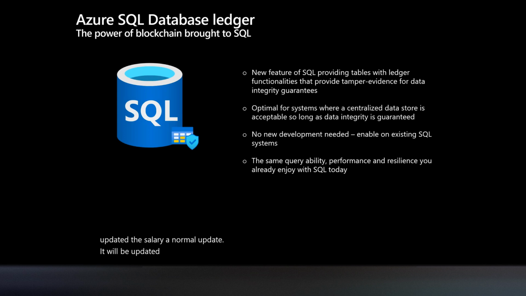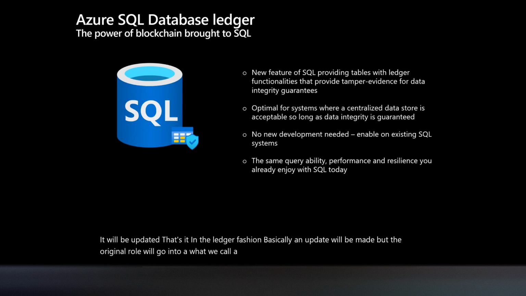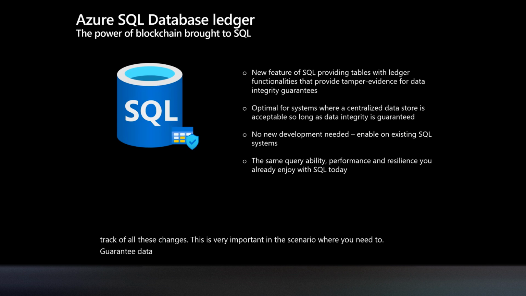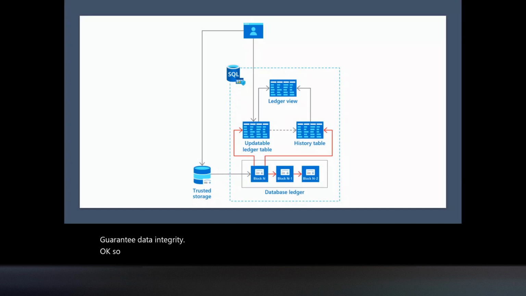That's it. In the ledger fashion, basically, an update will be made, but the original row will go into what we call a ledger log. So in that, what will happen is you have a track of all these changes. This is very important in the scenario where you need to guarantee data integrity.